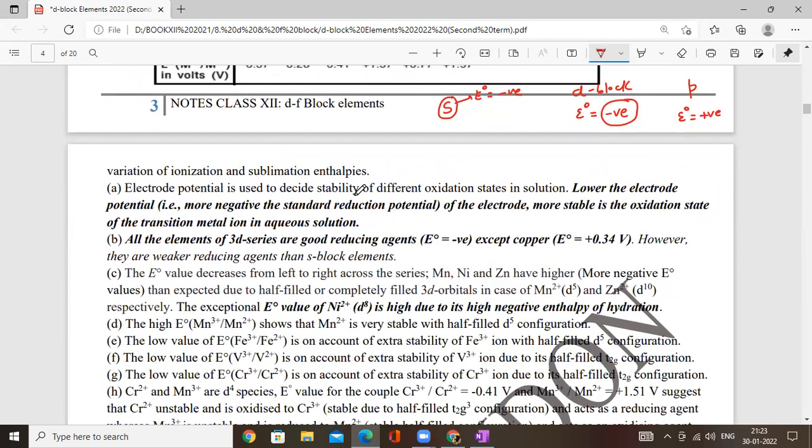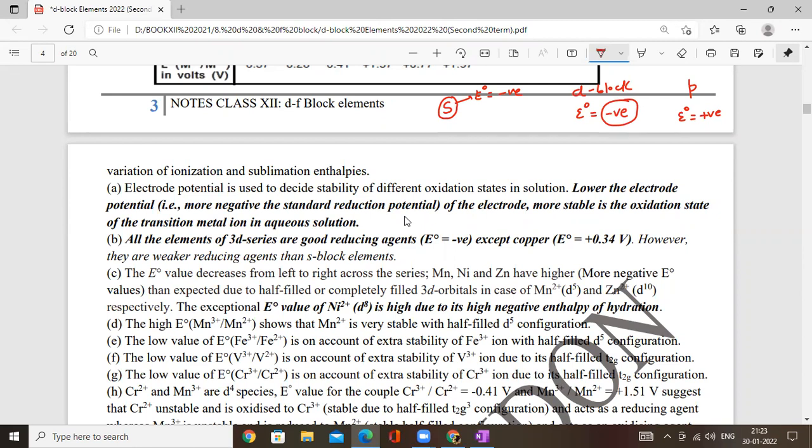Electrode potential is used to decide the stability of oxidation state in solution. Remember, lower the electrode potential, that means more negative the standard reduction potential of the electrode, more stable is the oxidation state of any transition metal, of course in aqueous solution. That means the more negative the value, the greater the stability of the oxidation state, and the lesser the negative value, the lesser the stability of the oxidation state in ions.